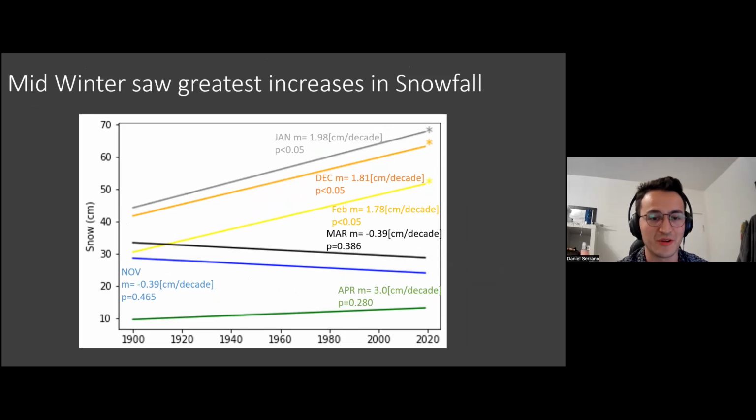Oops, I forgot to show you. These are the Sen's slopes for those trends.